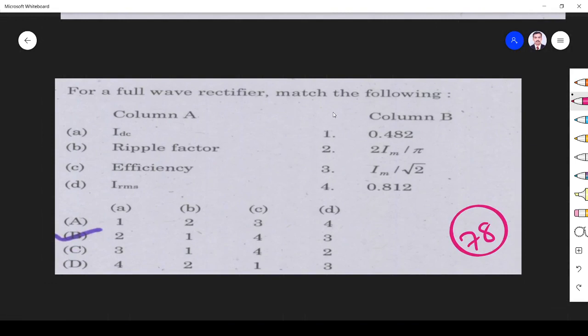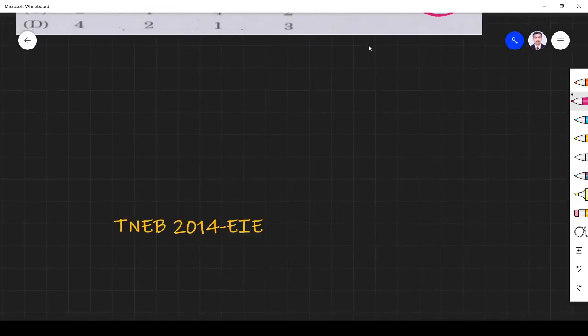Next question, for a full wave rectifier, match the following. For a full wave rectifier, IDC is equal to 2Im by pi. So it is A. Ripple factor is 0.482. So this is B. Efficiency is 81%. That is C, and IRMS equal to Imax by root 2. So option B is the right answer, right? Okay. IDC is 2Im by pi.